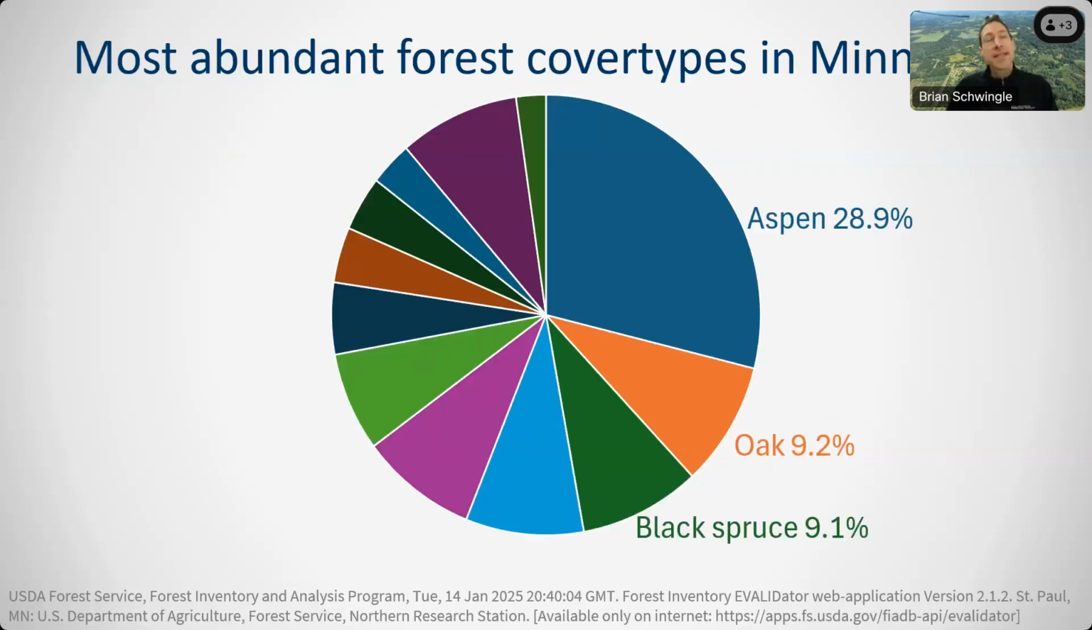And in terms of the types of forests, if we were to label them based off of the dominant tree in the forest, aspen rules in Minnesota. You can see almost 30% of Minnesota's forests are dominated by quaking aspen, but the second most common forest type are those that are dominated by oaks. You can see 9.2% of Minnesota's forests are oaks, slightly ahead of black spruce.